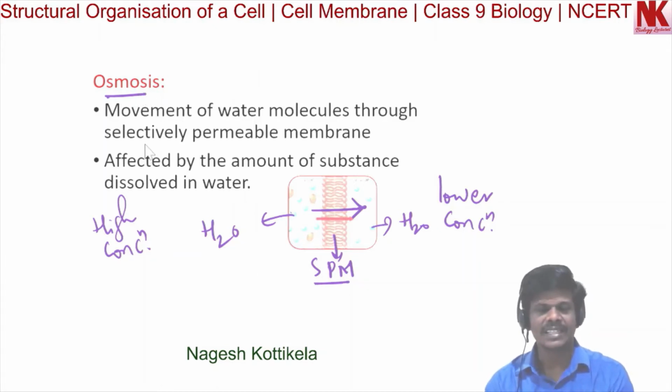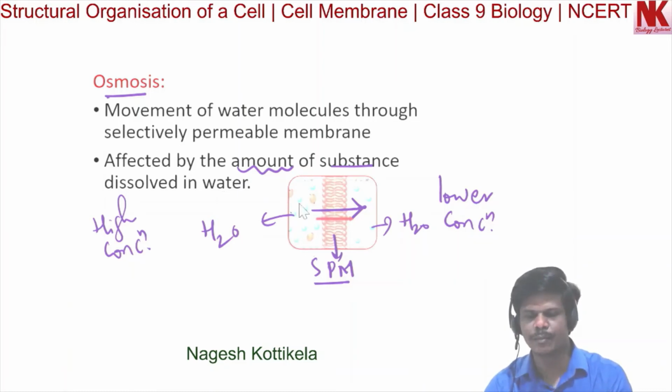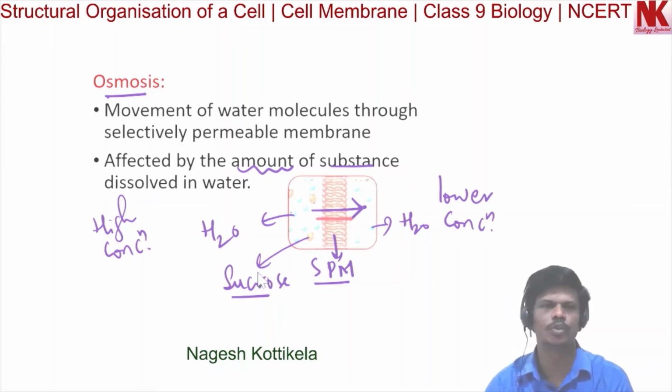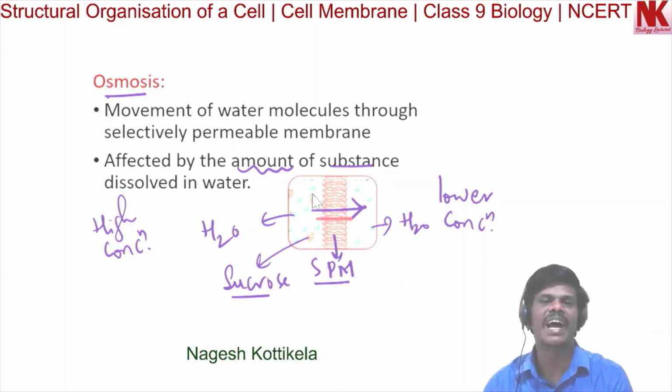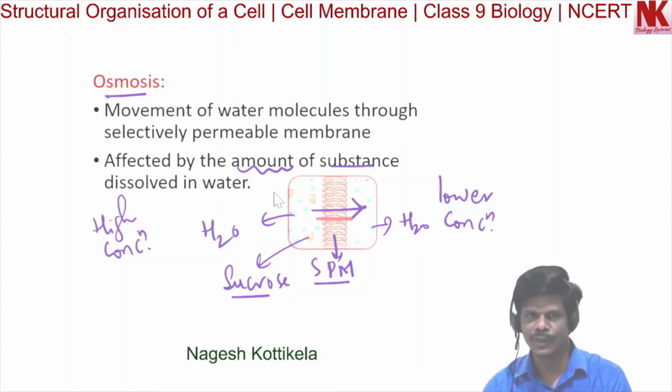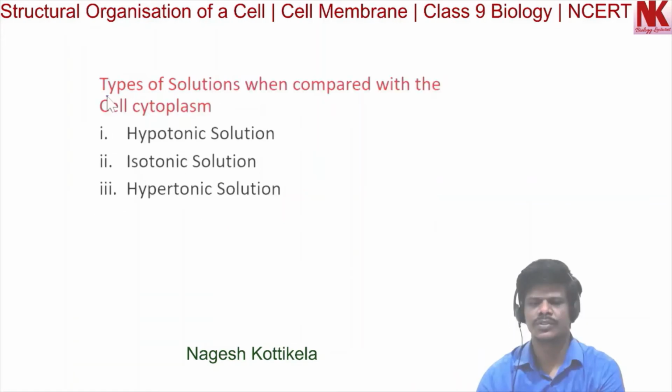And this osmosis is affected by the amount of substance dissolved in water. Suppose here this other colored molecules, let's suppose this is a sucrose, or let's suppose this is a salt or whatever other solute. If the concentration of this solute is higher, then it will affect the movement of water molecules through osmosis. Types of solutions when compared with the cell cytoplasm.